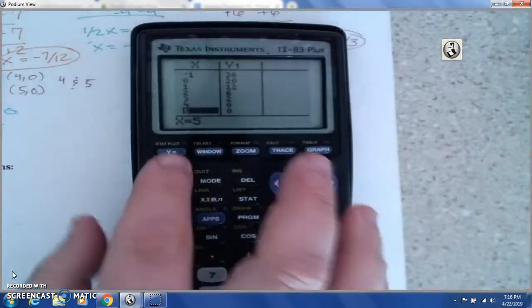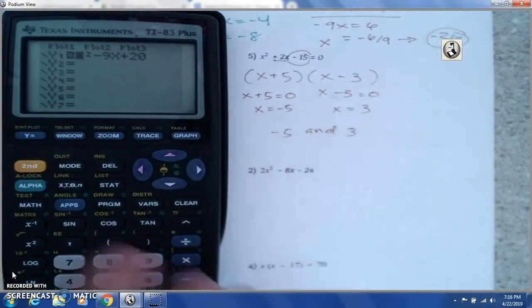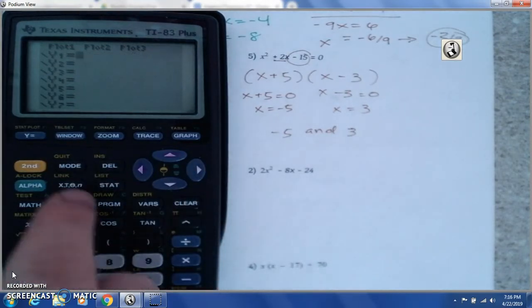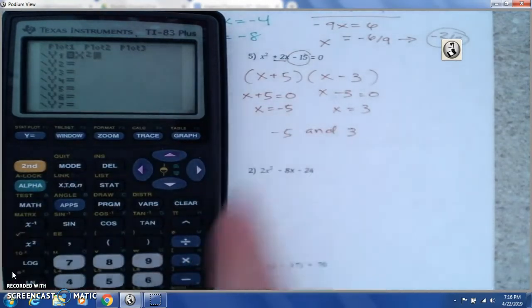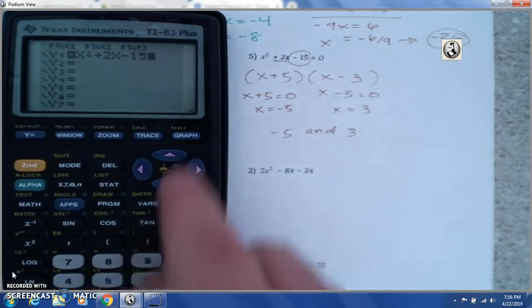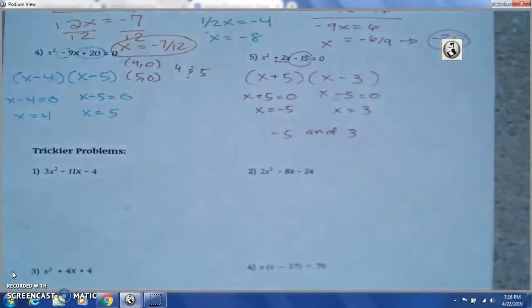Back in the flesh, again, you could graph that. X squared plus 2x minus 15, graph it out, and you would get the same situation.